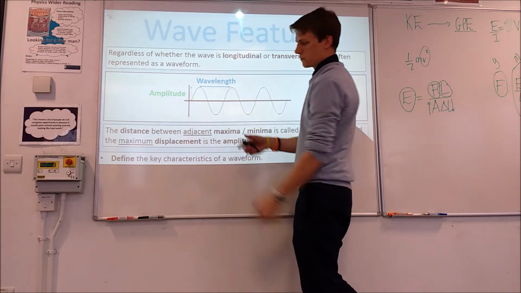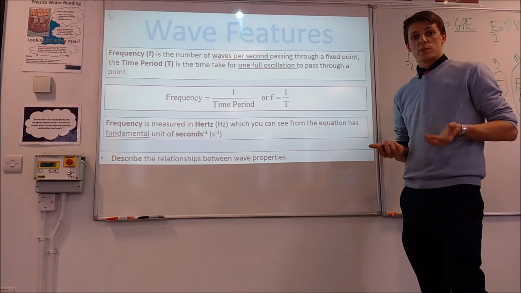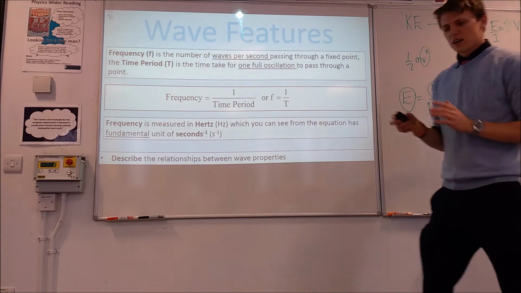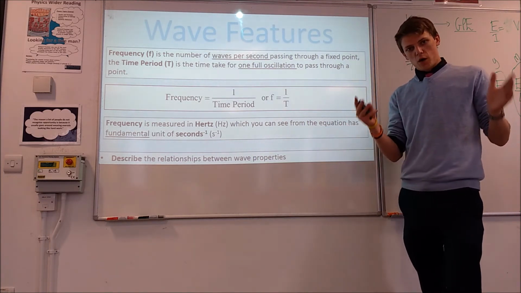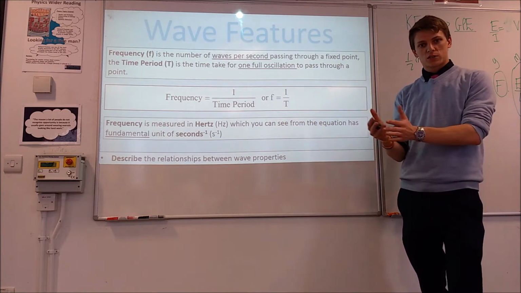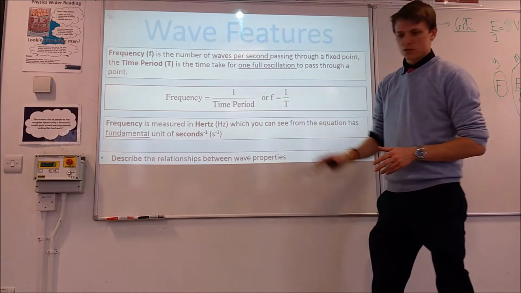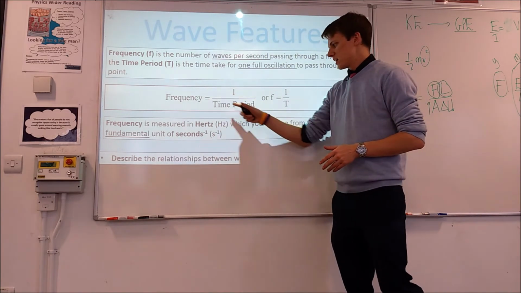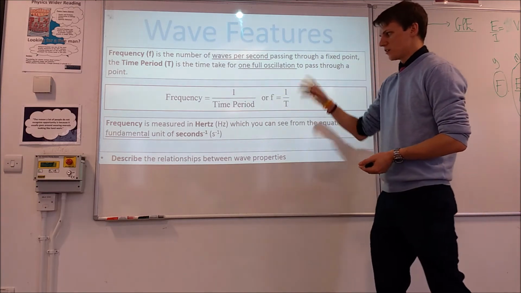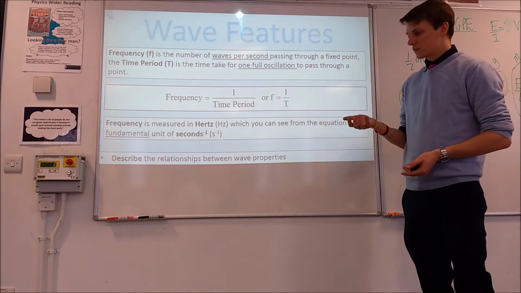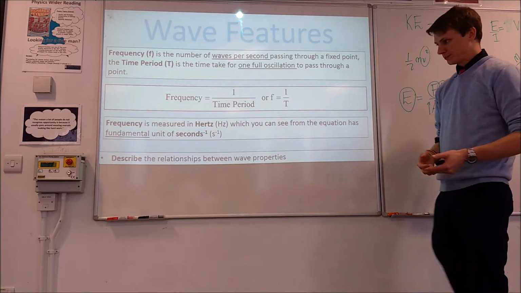So this is one full wave. Frequency is how many of those per second pass through a point. Linked to frequency is something called time period, which is the time it takes for one full wave to pass through a fixed point. There is an inversely proportional relationship between frequency and time period, and the constant of proportionality is actually 1 in this case. So frequency is the reciprocal of time period. If you know frequency, you know time period, or vice versa.